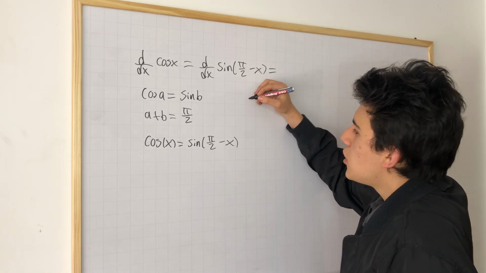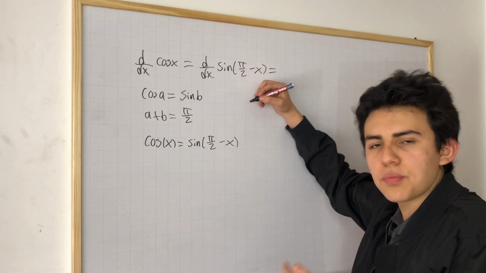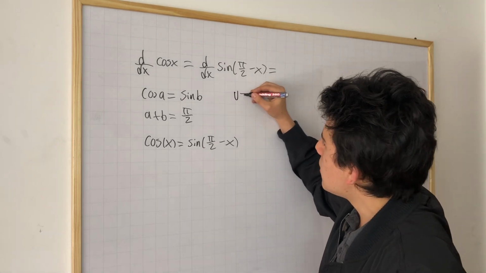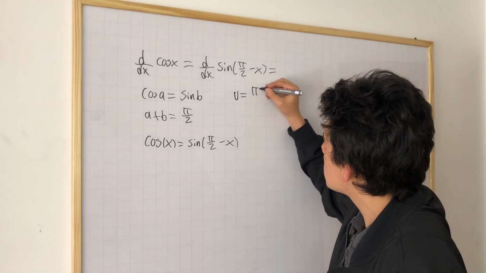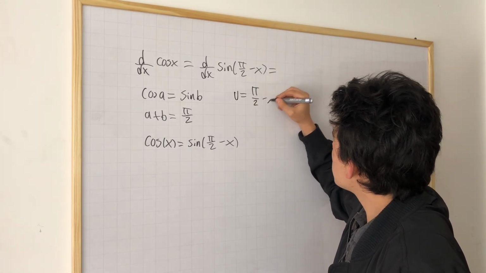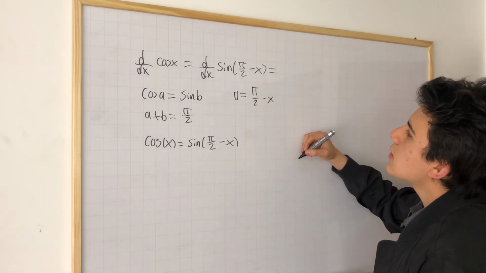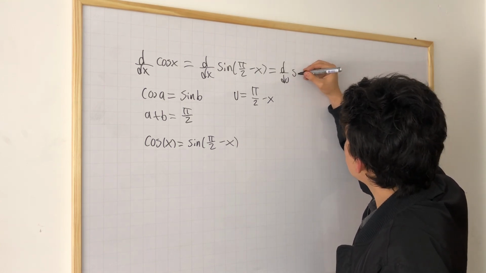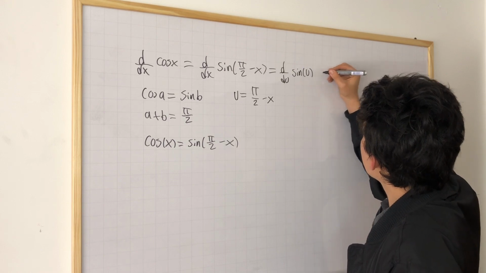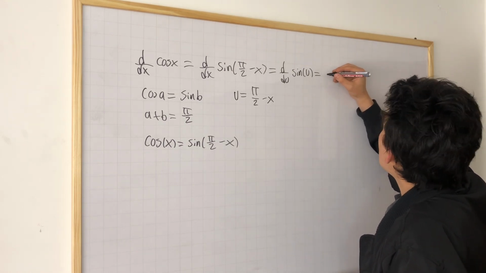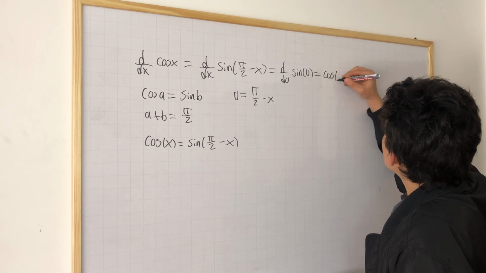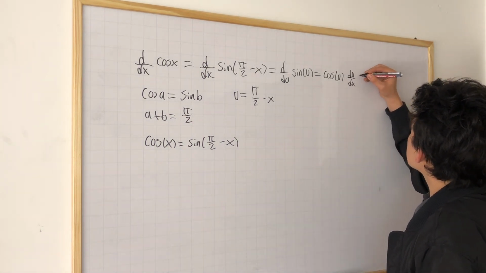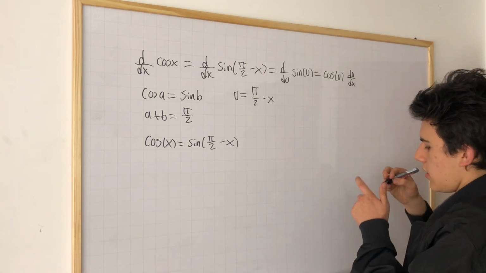You don't normally assign variables explicitly, so you don't say I'm going to let the variable u be equal to something, but I'm going to do it in this case so you see how it goes. Pi over 2 minus x is going to be equal to u. So we're going to take the derivative with respect to u of the function sine of u. And this is just going to be cosine of u times the derivative of u with respect to x.